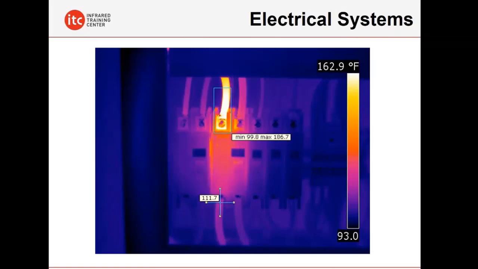Electrical is where IR cut its teeth, really starting back in the 1960s, looking for either hotspots, which could be a faulty connection, a high resistance electrical connection like we're seeing here, where it's hottest at the point of failure, or an overload where it's actually warm throughout because it's either overloaded or there's a phase imbalance, let's say.